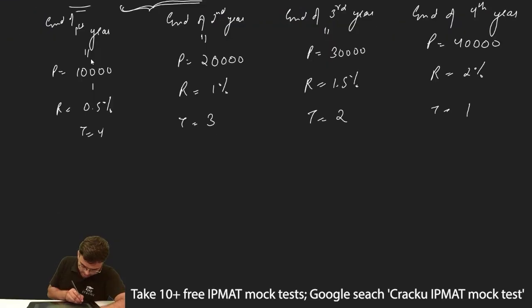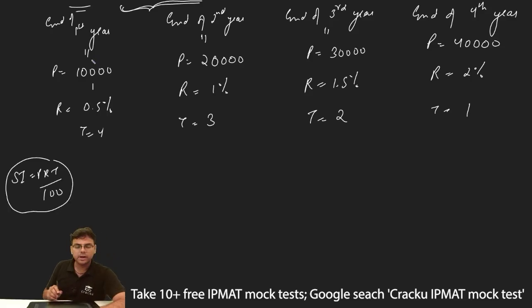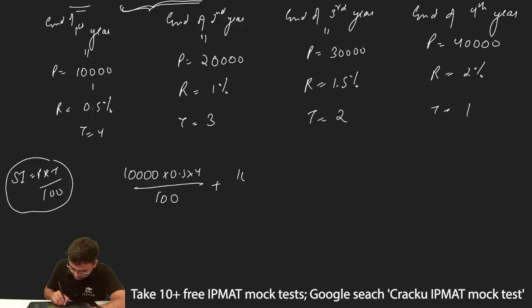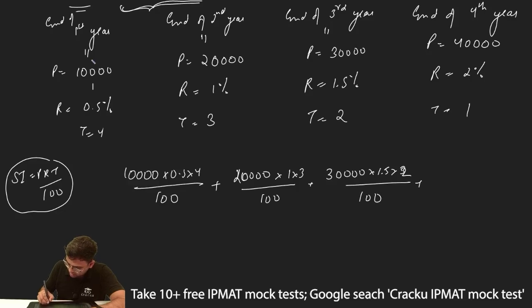Now what is the interest? Simple interest is P into R into T divided by 100, that is principal into rate of interest into time divided by 100. Now what is the interest for the first case? It is 10,000 into 0.5 into 4 divided by 100, plus the interest from the second case, 20,000 into 1 into 3 divided by 100. Then for the third case, it is 30,000 into 1.5 into 2 divided by 100. Plus for the fourth case, 40,000 into 2 into 1 divided by 100.